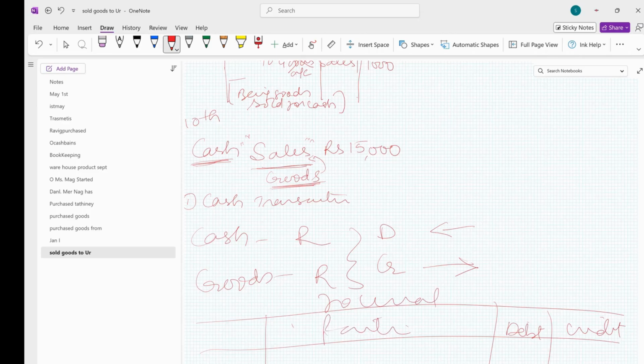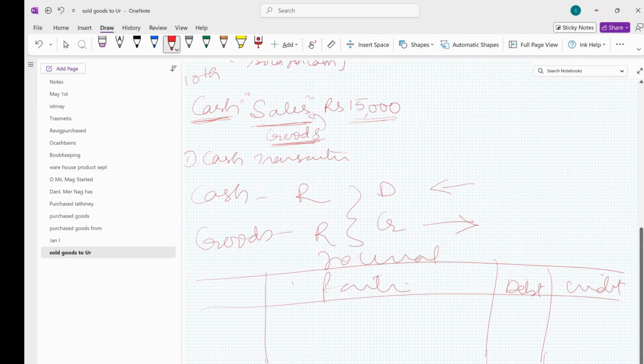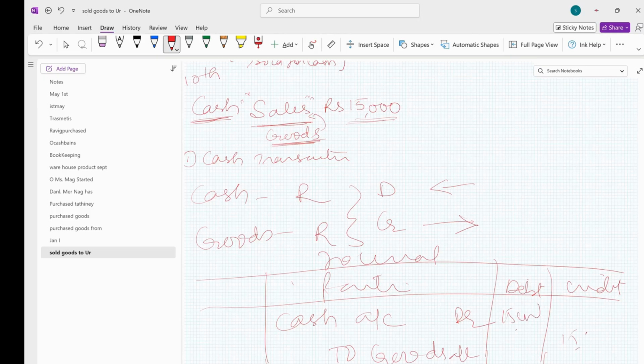Now you see, cash sales means goods sold for cash. Amount is rupees 15,000. When you are selling goods for cash, what is coming in and what is going out? Cash is coming in, goods are going out. So cash is coming in, cash account debit. Goods are going out, to goods account. Amount is 15,000 and 15,000.